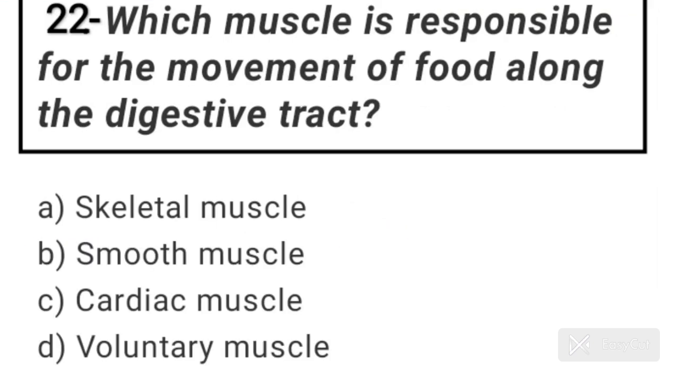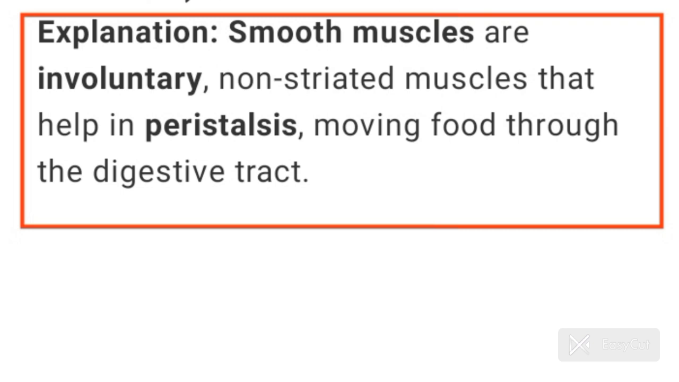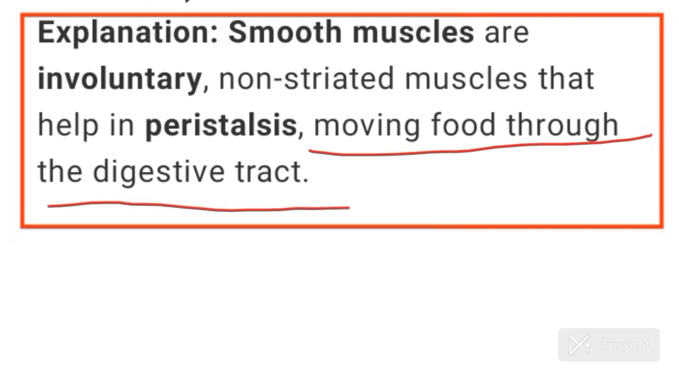Which muscle is responsible for the movement of food along the digestive tract? So, smooth muscle is responsible for the movement of food along the digestive tract. So, option B is correct for question number 22. Smooth muscles are involuntary muscles, non-striated muscles that help in peristalsis, moving food through the digestive tract.